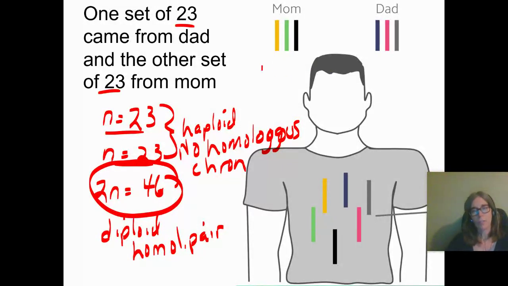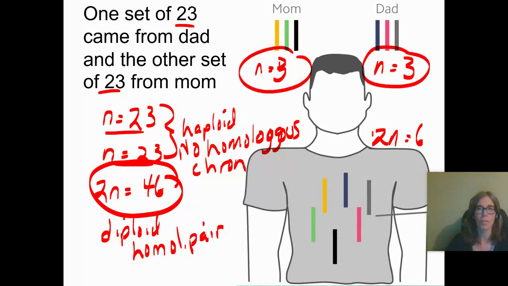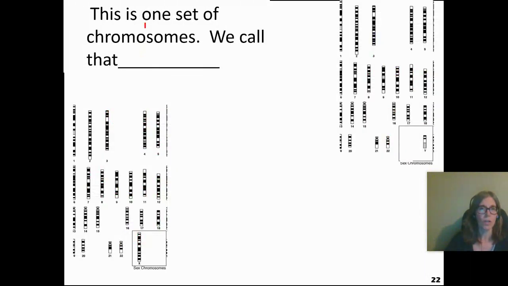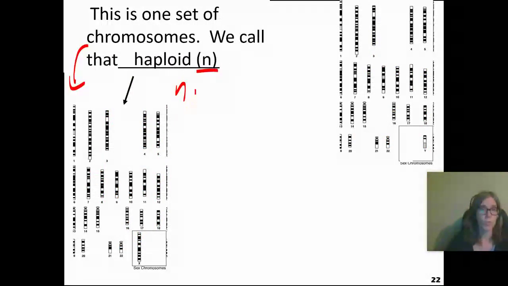This fake organism here has got 1, 2, 3, 4, 5, 6. We would say he's a 2n of 6, and that means mom must have contributed 3 chromosomes and dad must have contributed 3 chromosomes. So haploid of 3, diploid of 6. So this is one set of chromosomes. We're going to call it haploid, and we're going to call it N. And this is human, so we'll say that N is 23.